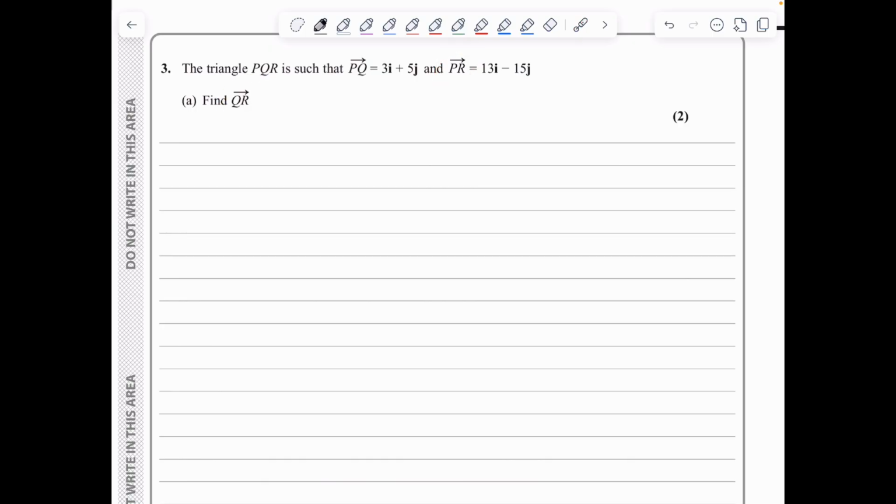So to go from Q to R, we can think of this as going from Q to P and then from P to R. Now QP is the opposite of PQ. So instead of 3, 5, it's going to be negative 3, negative 5. PR was given to be 13, negative 15. So I'll be adding the i components and then the j components.